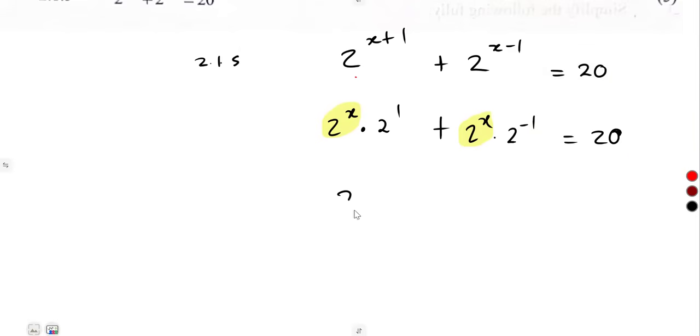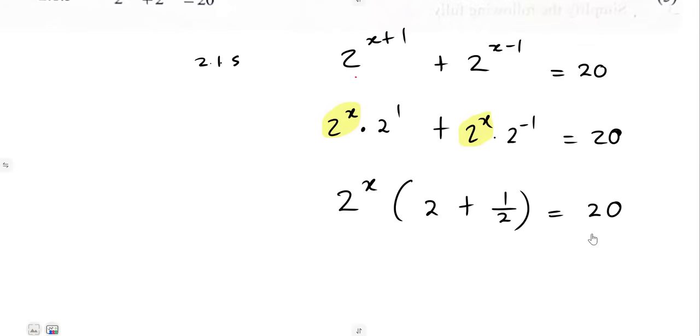2 to the exponent of x. You are going to remain with 2 to the exponent of 1, which is 2, plus 2 to the exponent of minus 1, which is same as 1 over 2. So that's equal to 20.